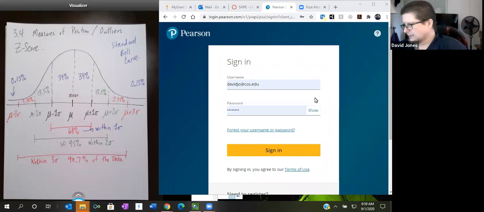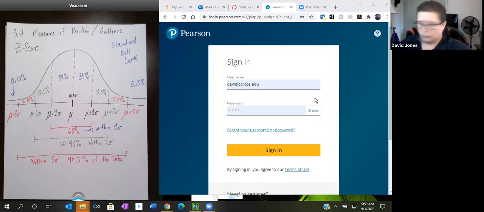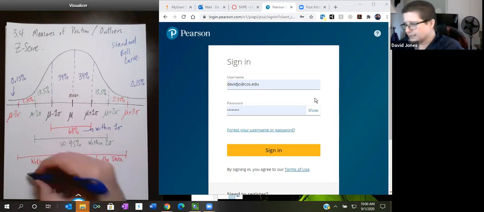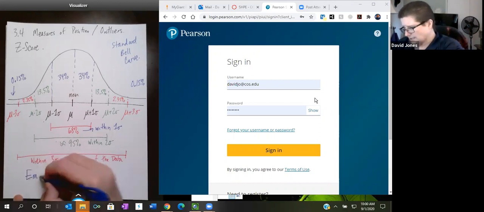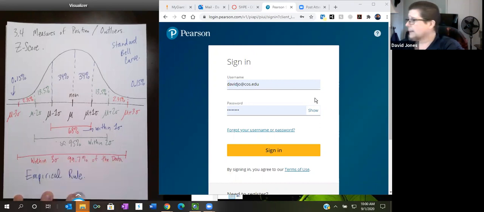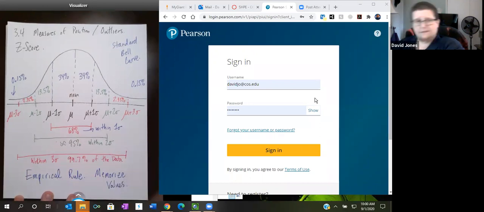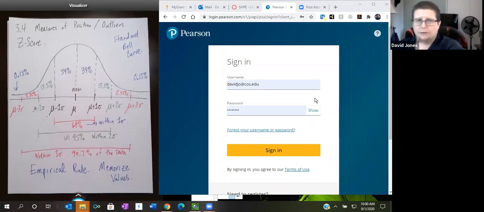So this is called the empirical rule. Make a note of this. In fact, you're going to use this a lot, so you should memorize these values. It'll save you time and effort and make you, well, you may not like it right now, but it'll make you happier in the long run.